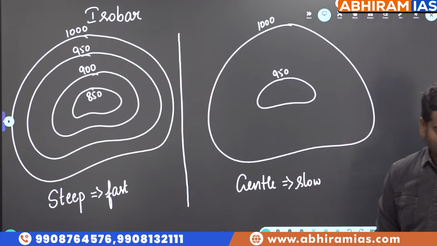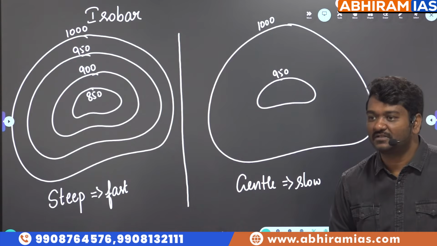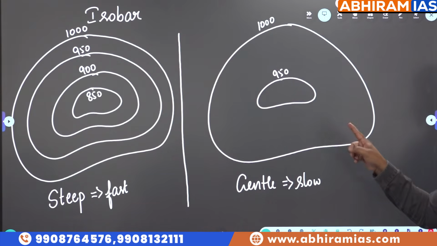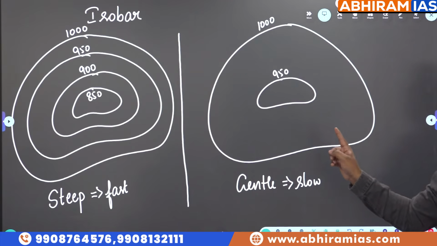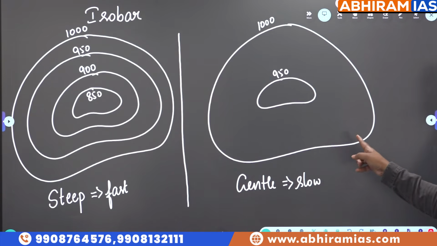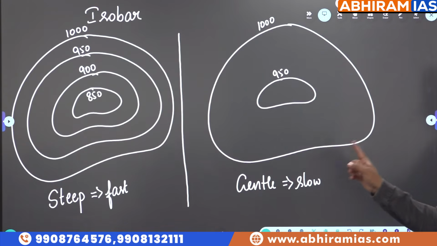Now, my point is, what is the prelims line? In prelims they'll tell, when isobars are closely arranged, it indicates a steep slope. Wind speed will be high. If isobars are distantly arranged, then it indicates a gentle slope. Wind speed will be less. Are you getting the point? Same thing they'll ask.